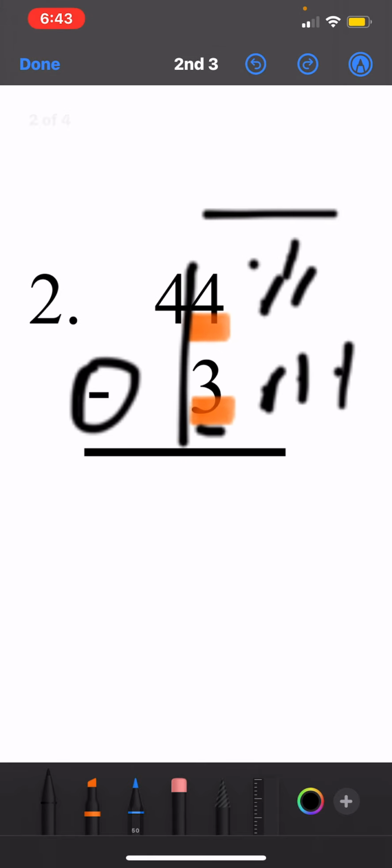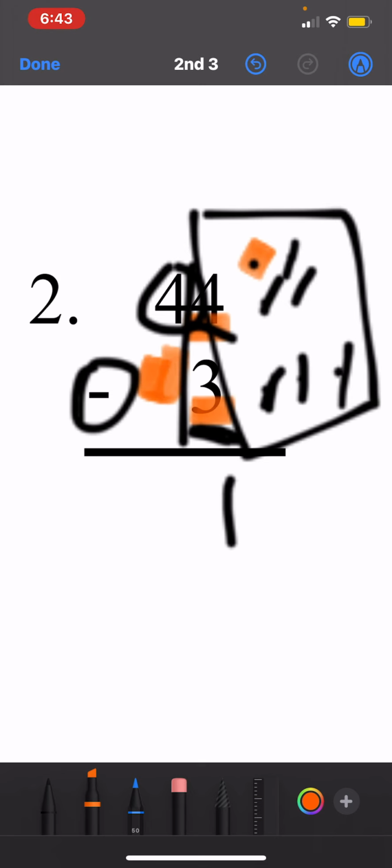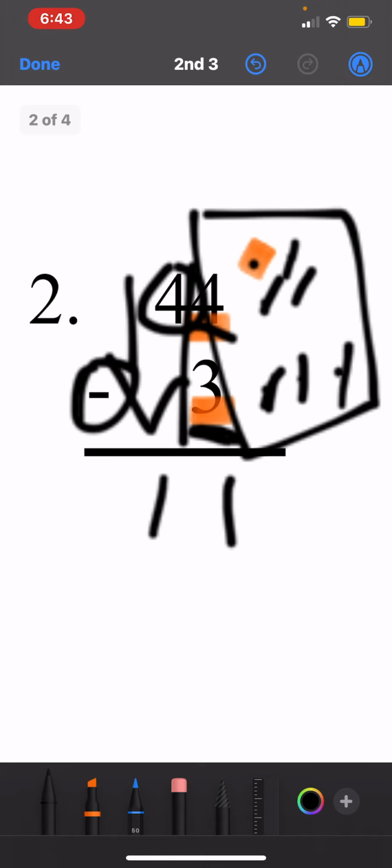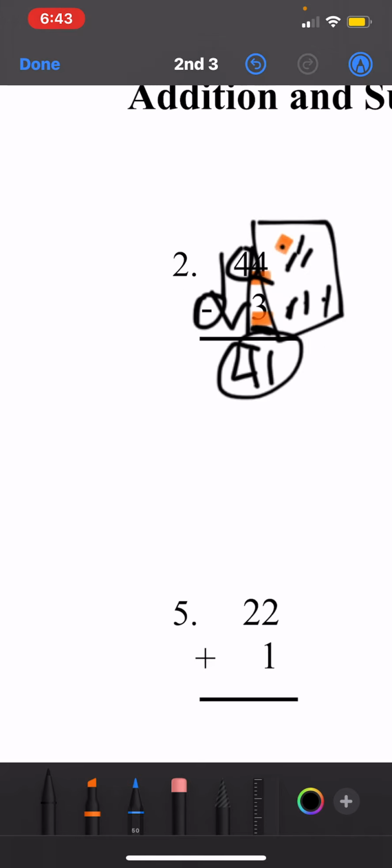Now I'm going to box the dots, and then I'm going to count the number of dots that are not crossed. Let's see. We only have 1 dot that's not crossed, which means 4 minus 3 equals 1. And what do we subtract 4 with? Nothing, because 4 has nothing below. So then we're just going to bring down 4. So our answer for number 2 is 41.